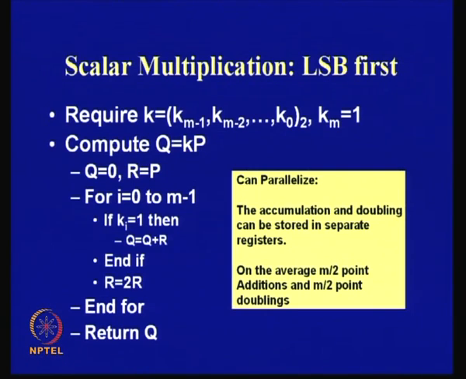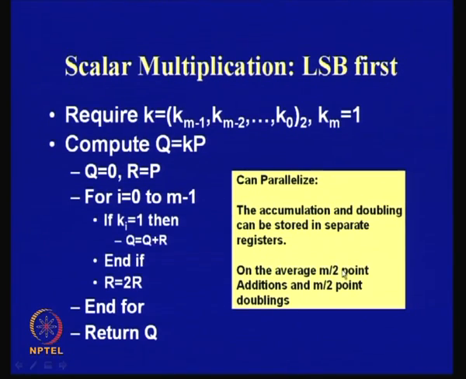So, you can parallelize these two operations and do the accumulation and the doubling in two different registers simultaneously. You can do Q equal to Q plus R, and in the other register you can do R equal to 2 into R. And this you can repeat for all these values. Therefore, the accumulation and doubling can be stored in separate registers.